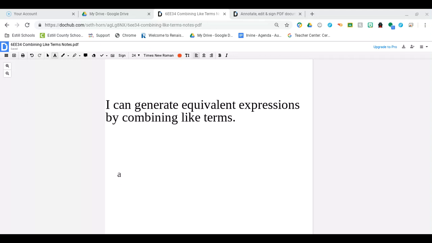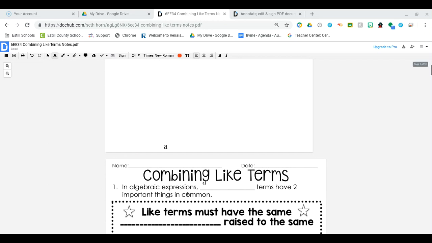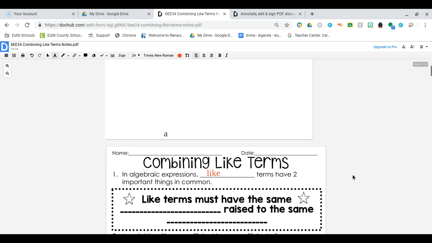Our learning target today is: I can generate equivalent expressions by combining like terms. In class lately, we've been talking about terms and coefficients and constants and all this stuff. Well, today we're going to look at what like terms are. So in algebraic expressions, like terms have two important things in common.